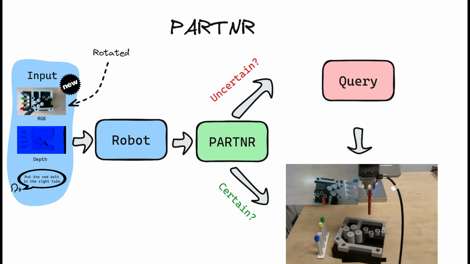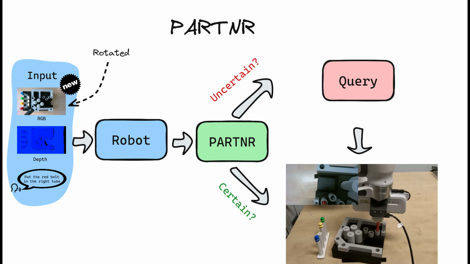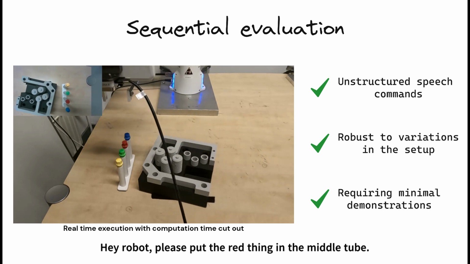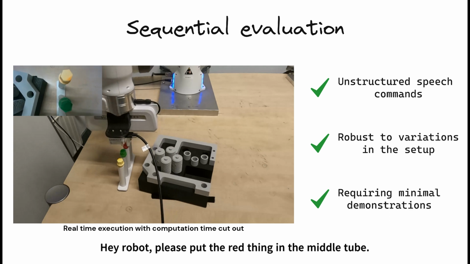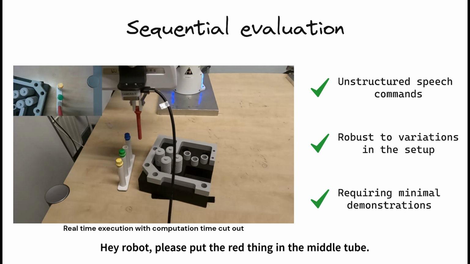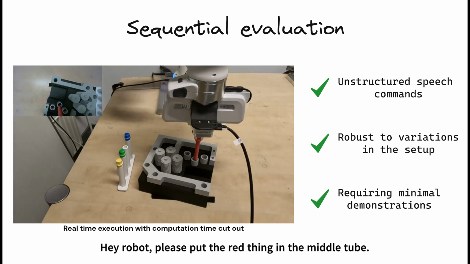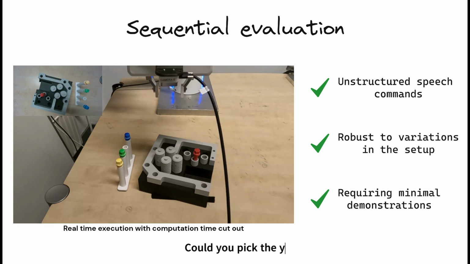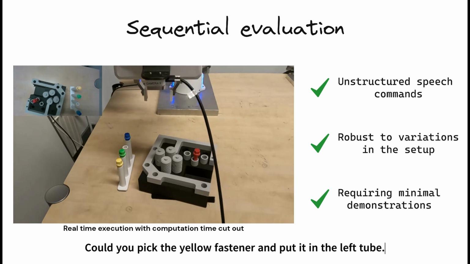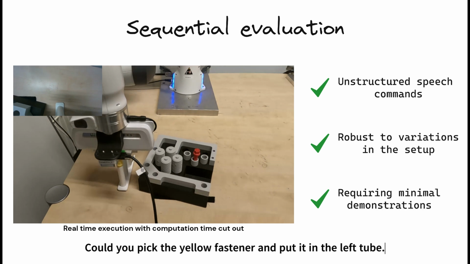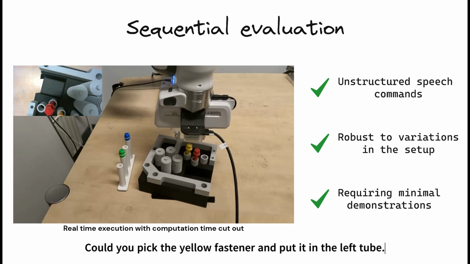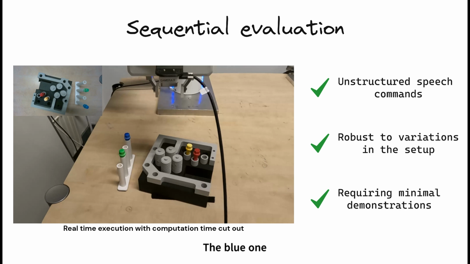After observing enough demonstrations, the robot can independently assemble the engine in different configurations, responding to informal spoken instructions. Hey robot, please put the red thing in the middle tube. Could you pick the yellow fastener and put it in the left tube? The blue one should be placed in the right tube.